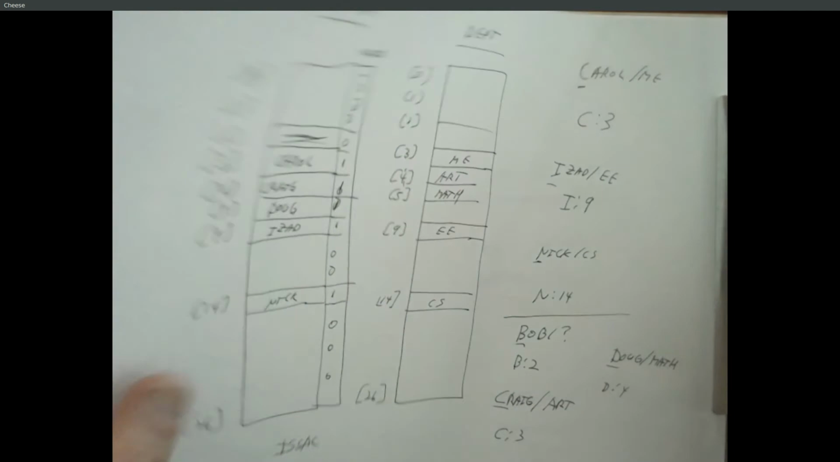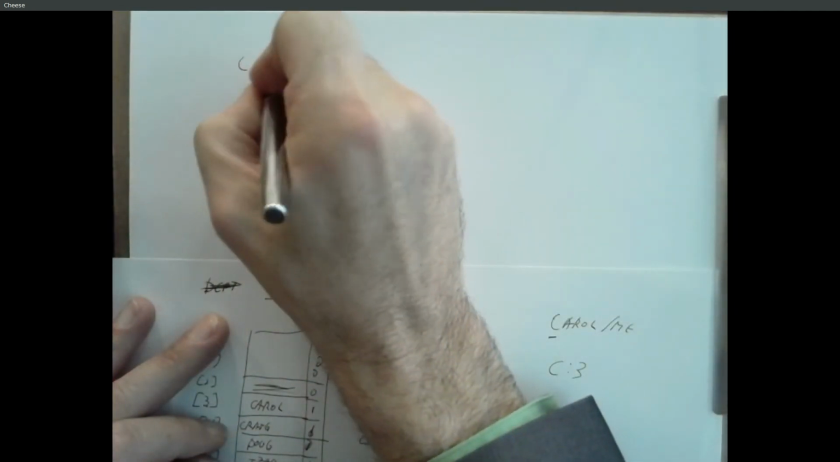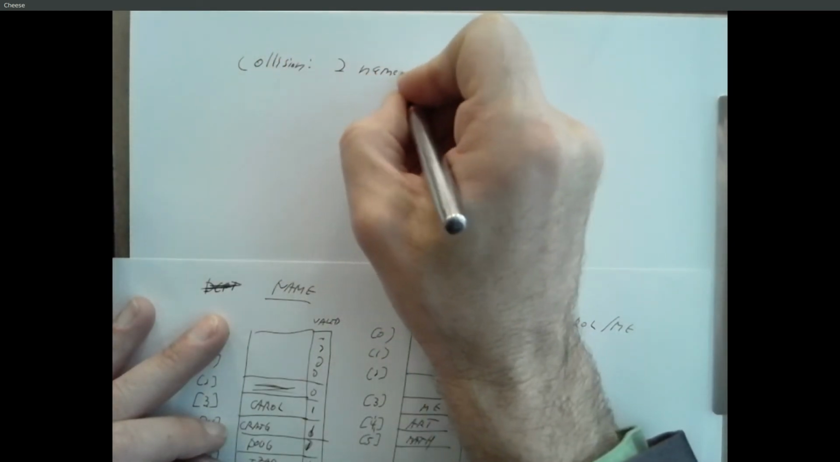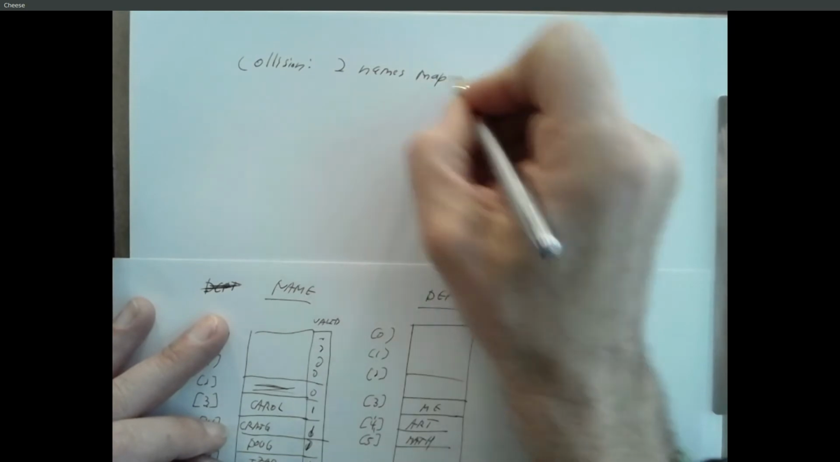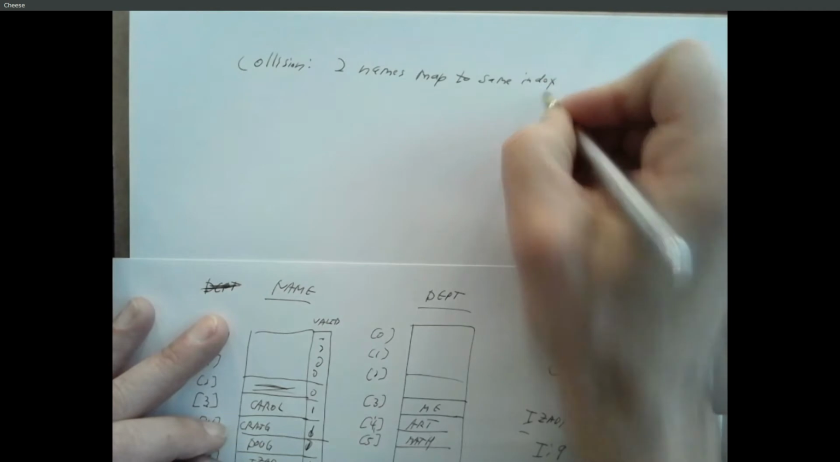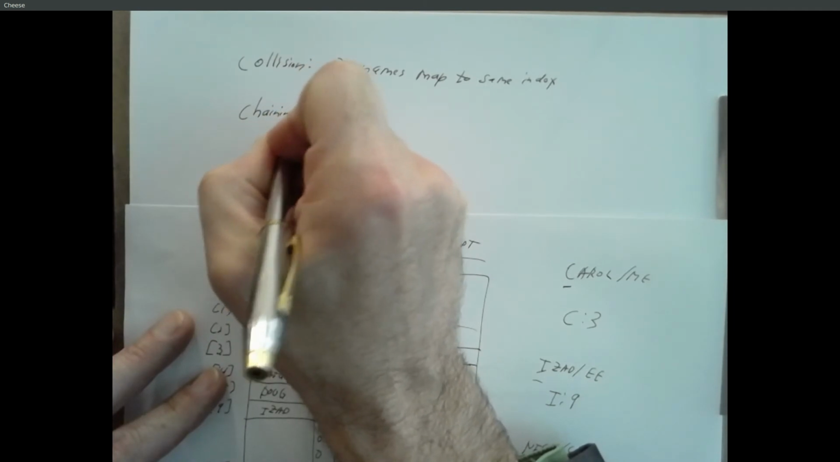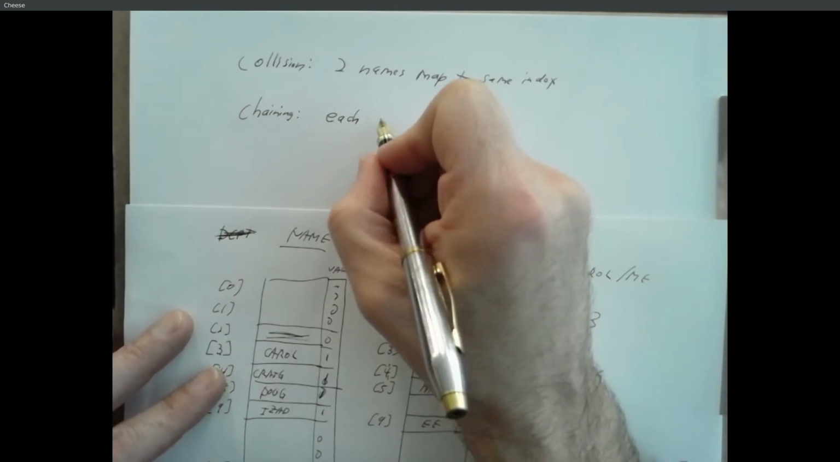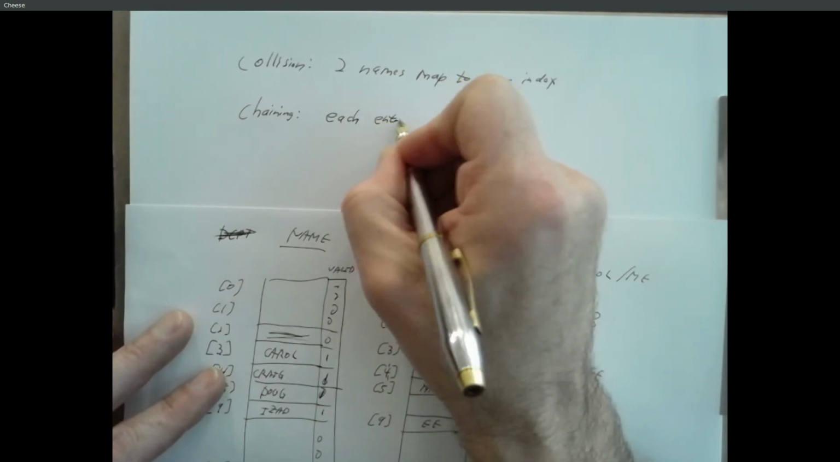So let's put down some terminology. Collision is when two names map to the same index. Chaining is the idea that each entry points to a linked list.